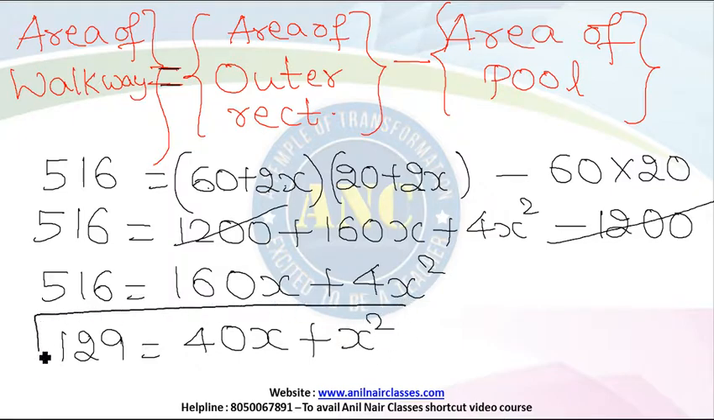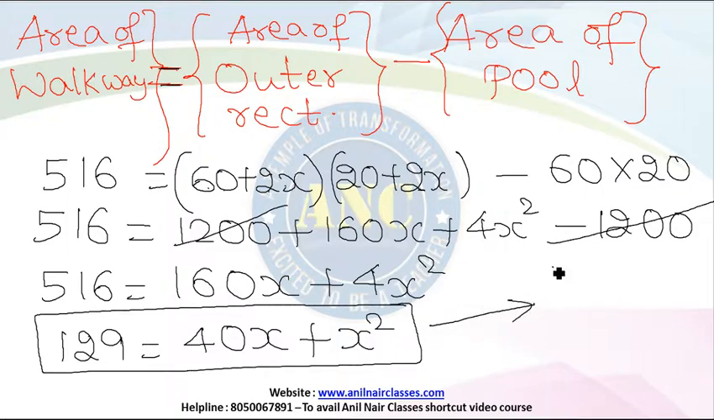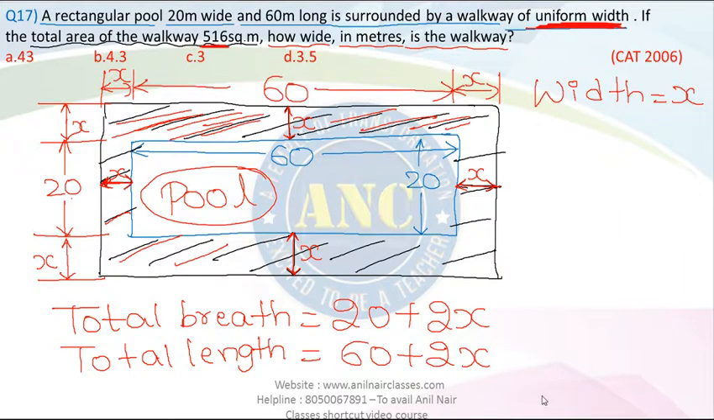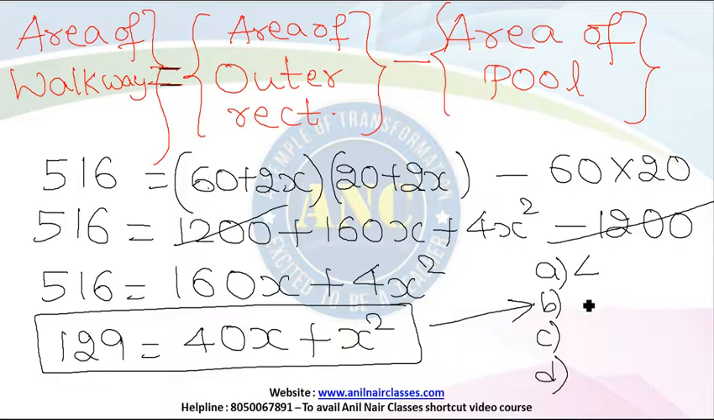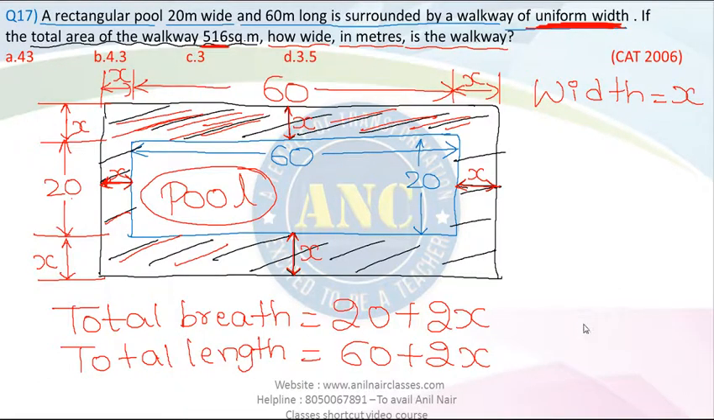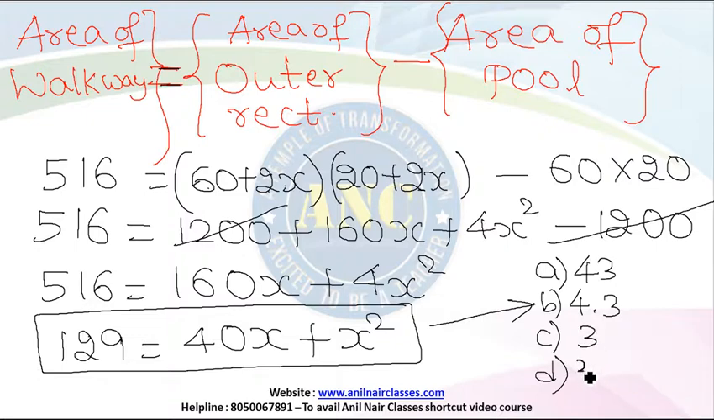Please do not solve this quadratic equation and waste your time. Please substitute the answer options. There are 4 answer options given in the question. First answer option is 43. Second is 4.3. Third option is 3. Fourth option is 3.5. The easiest answer option to check is 3. Let me first check with 3.